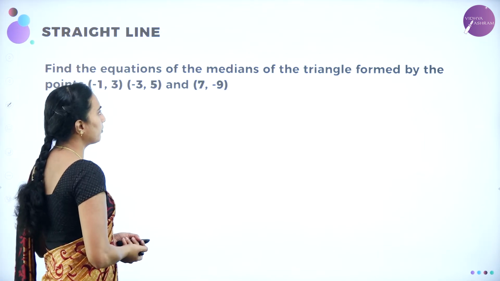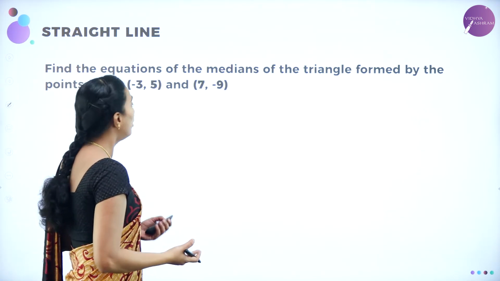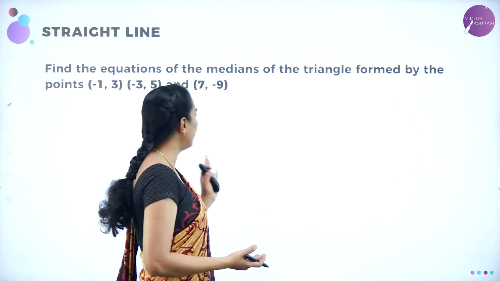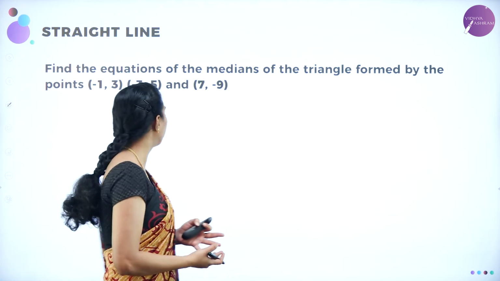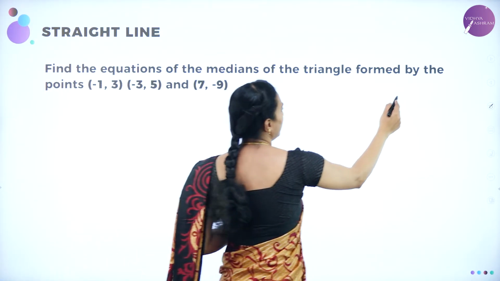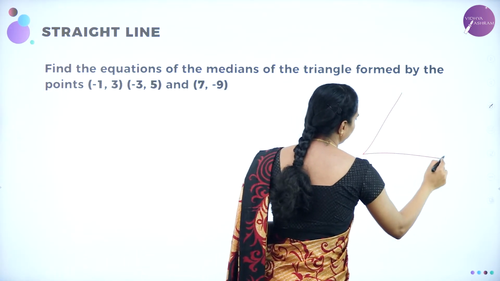Find the equations of the medians of the triangle formed by the points minus 1, 3, minus 3, 5 and 7, minus 9. So find the equations of the medians, they have asked. Now this is the A point, see, this is a triangle.